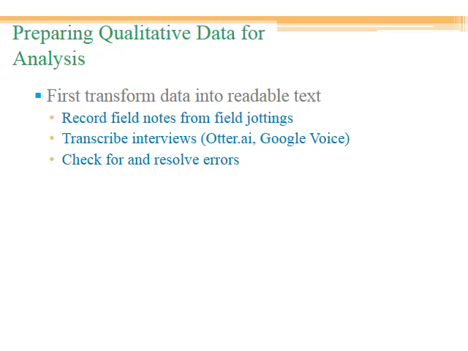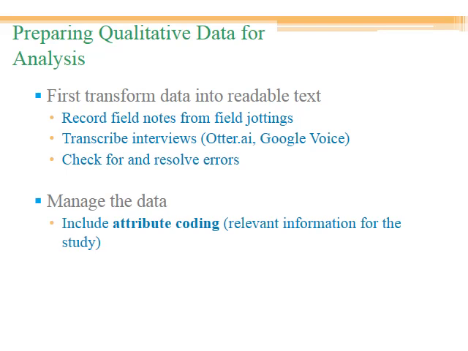Now, once you have your textual data, you have to think about how to manage it. Well, you will only have one interview. In a full study, you might have 30, 40, or 50 interviews, and interviews that can be quite long. So one way is to organize it by attribute coding. It's very helpful to have the general information about the interview at the top of every transcript document.